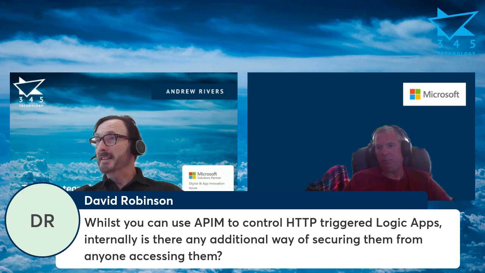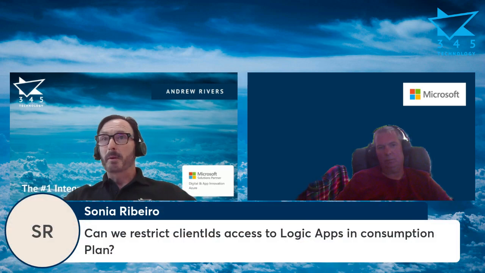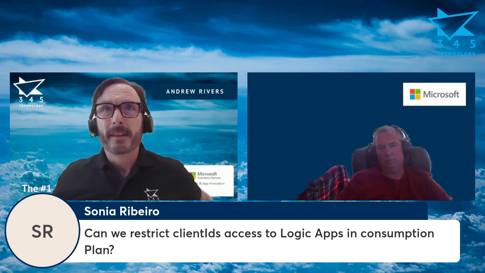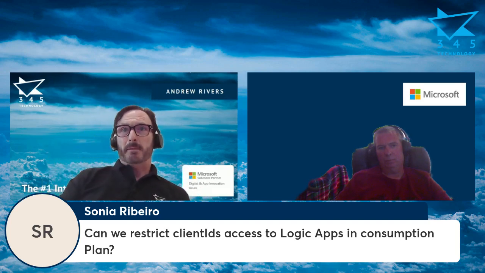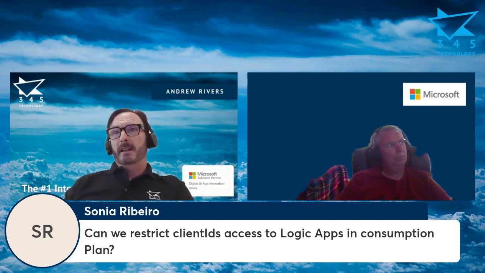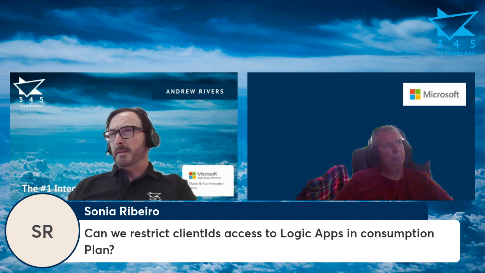I'm just trying to see the next question we've got here. We've talked very much about the Logic Apps Standard area, but Sonia has asked a question about restricting client ID access to logic apps in the Consumption plan. I think one of the things there is that whilst in the Consumption plan you're on shared compute, you still have a lot of security tools in your box. You still have all the role-based security. I think you can still control the IP addresses that are calling things.